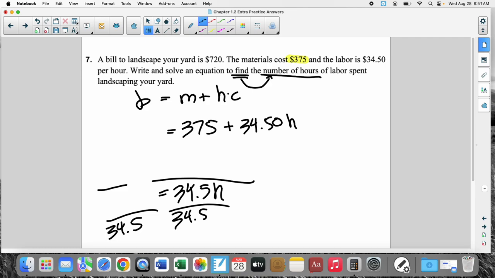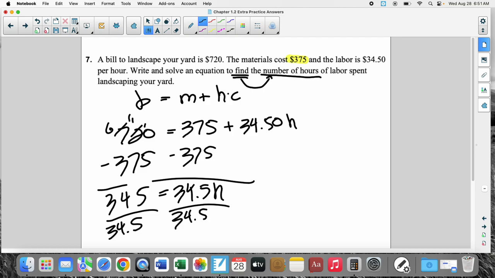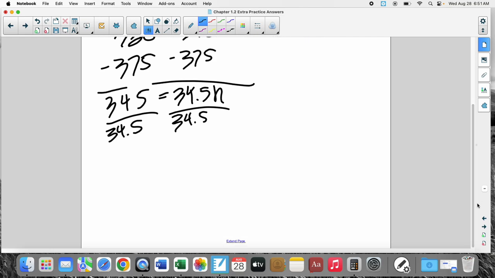375 and 720, and we're going to subtract 375, subtract 375. We're going to still borrow, that's 5. We're going to borrow, that's 6, that's 4, and 3. Oh, I can do that. I don't need a calculator for that one. There you go. So that goes in 10 times.